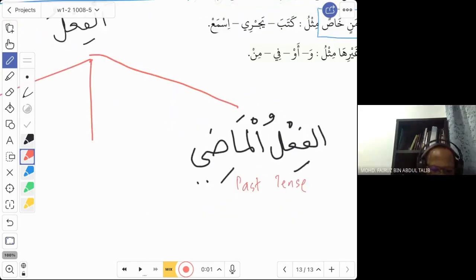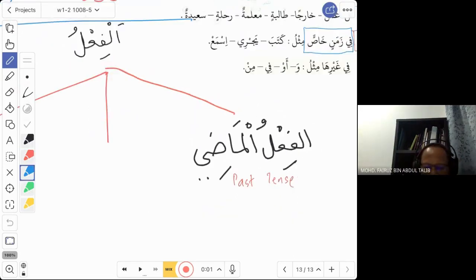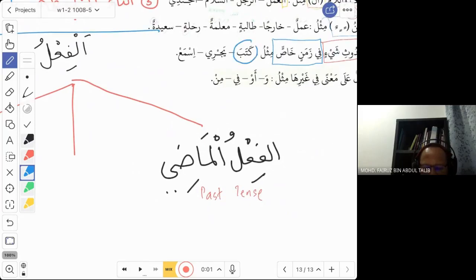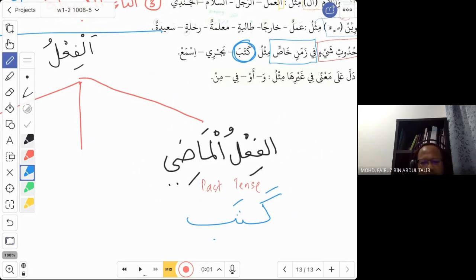What is the example of al-fi'l al-madi? The one that we had here: kataba. Just now we had the word kataba. The dictionary meaning for the word kataba is to write. But since this is al-fi'l al-madi, a past tense, we don't translate it as to write. We say wrote.